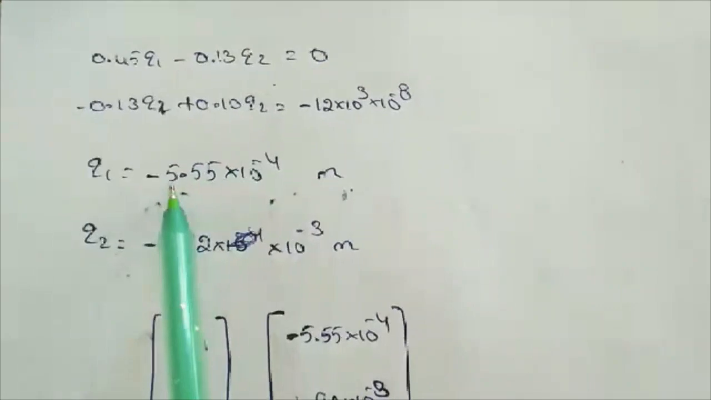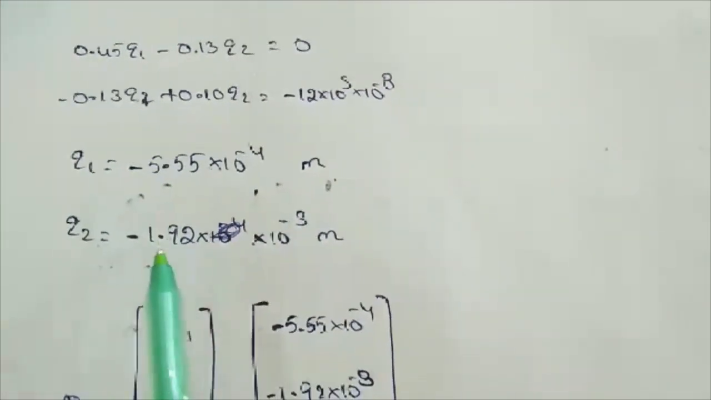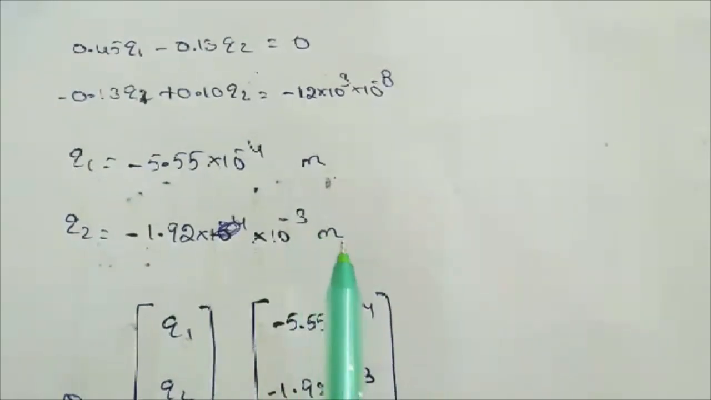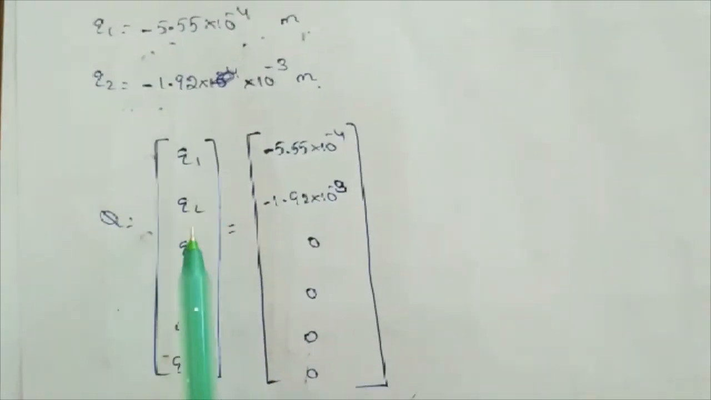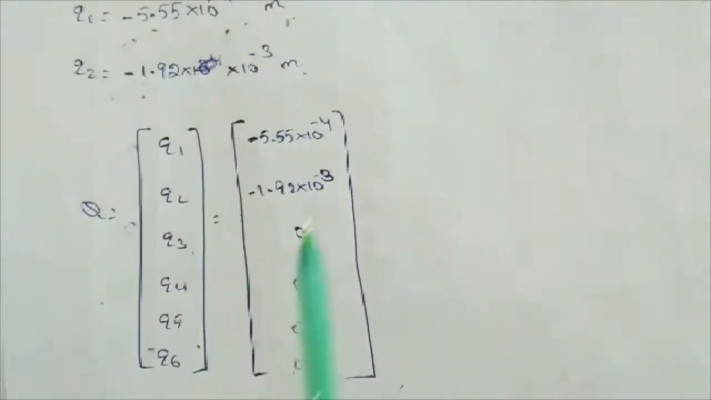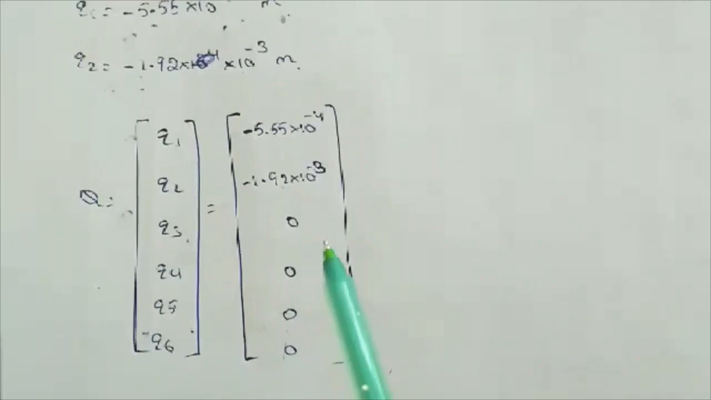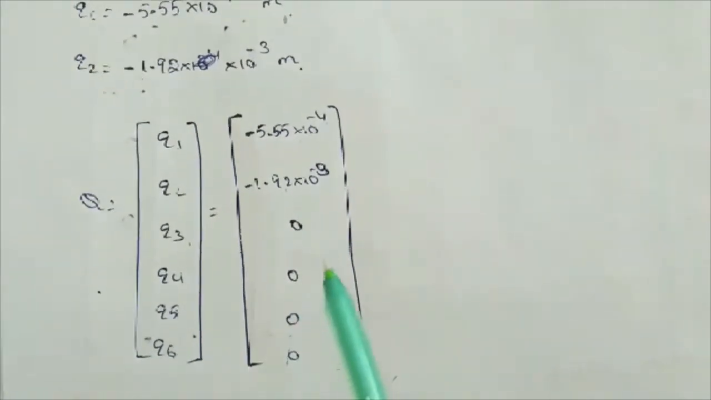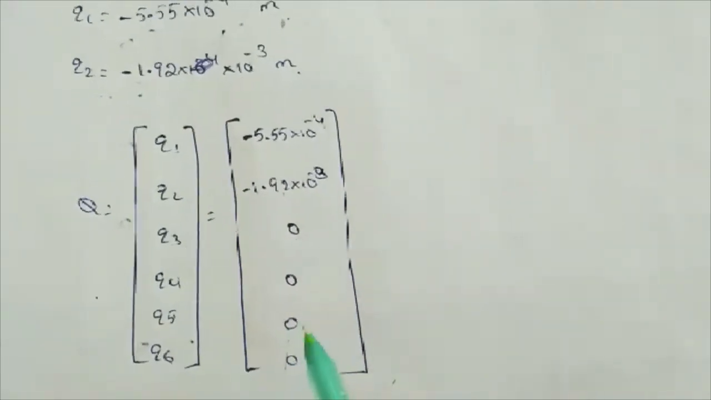Minus 5.55 into 10 power minus 4 is the Q1 value, and Q2 is minus 1.92 into 10 power minus 3. This is the Q matrix: Q1, Q2, Q3, Q4, Q5, Q6. Here the Q1, Q2 values are there. The remaining values are 0 because at supports there is no displacement, so keep all of them 0.